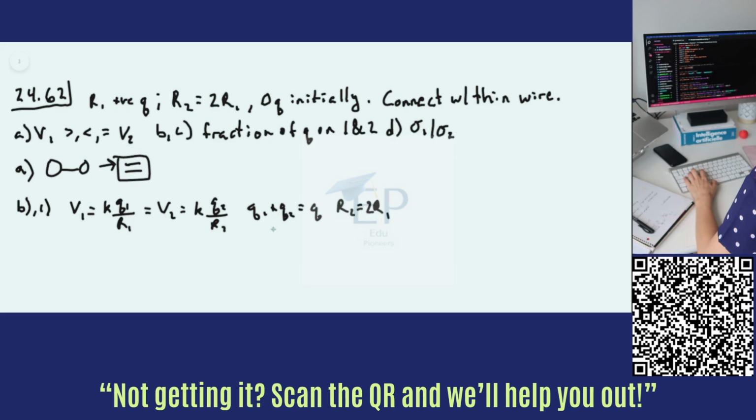So we can then solve for Q1 and Q2, and we find that Q1 over Q is equal to 1/3, and Q2 over Q is equal to 2/3. So this is B, this is C.